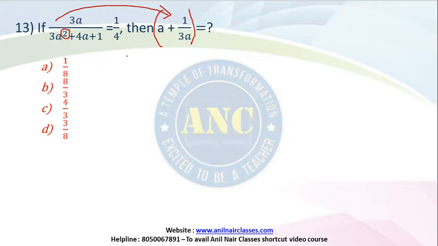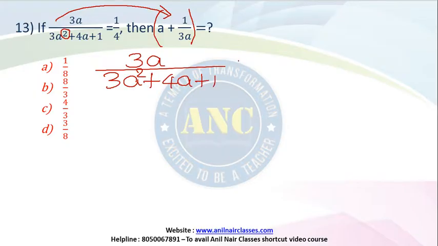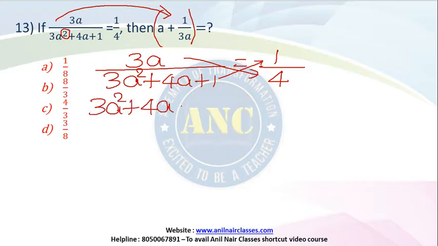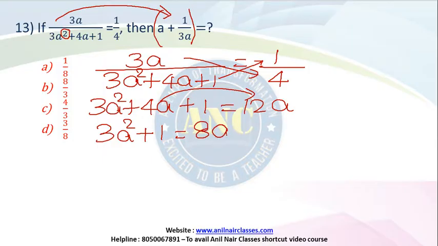Now what is being asked, what is being given in the question? 3a divided by 3a square plus 4a plus 1 is equal to 1 by 4. Now the condition which is given here is degree 2. I want to convert it to degree 1. Now first of all, cross multiply and simplify. If I cross multiply, 3a square plus 4a plus 1 is equal to 4 into 3a, which is 12a. I can further simplify this as 3a square plus 1 is equal to 12a minus 4a, which is 8a, right? 12a minus 4a is 8a.